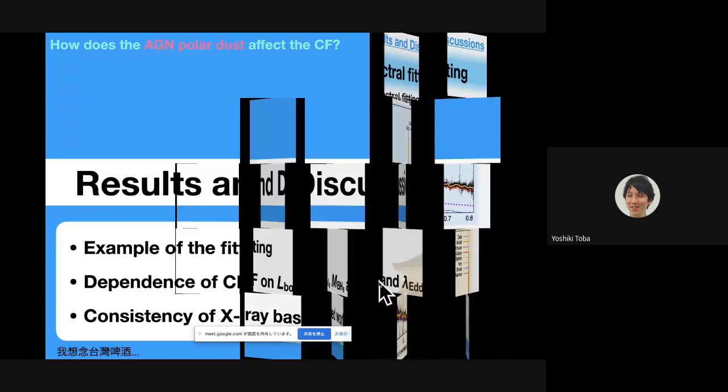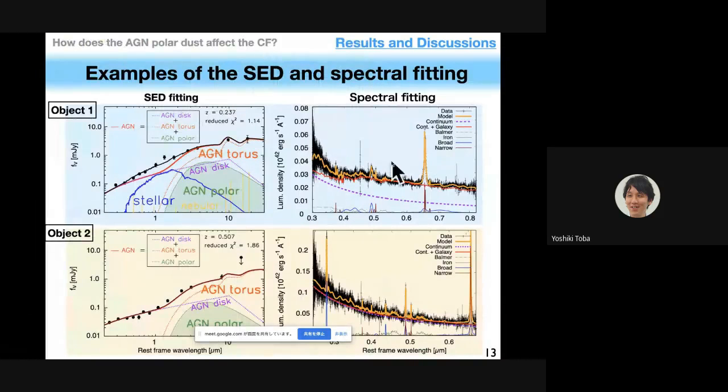Anyway, here's an example of SED fitting and spectral fitting of 2 objects. So the top panels correspond to the same object, say object 1, and the bottom panels correspond to the same object, object 2. Purple, orange, and green lines correspond to the AGN accretion disk, polar dust emission, and AGN dust torus emission, respectively. And the sum of these 3 components is shown in the red line. We can see that polar dust emission more or less contributes to the total AGN emission.